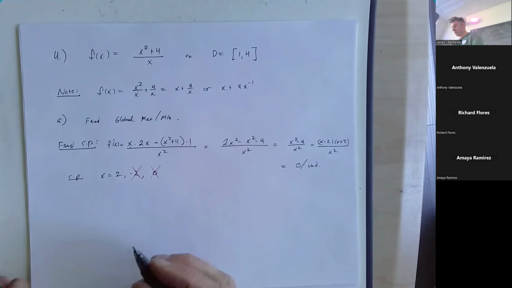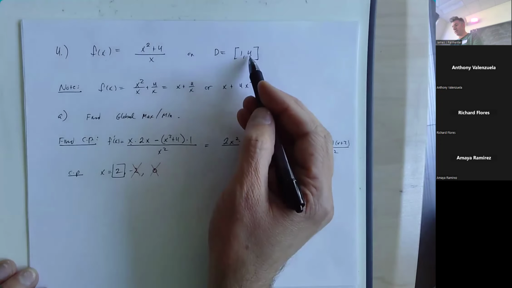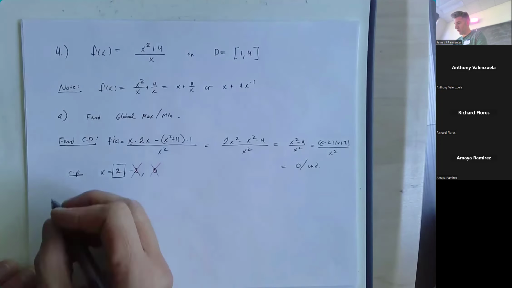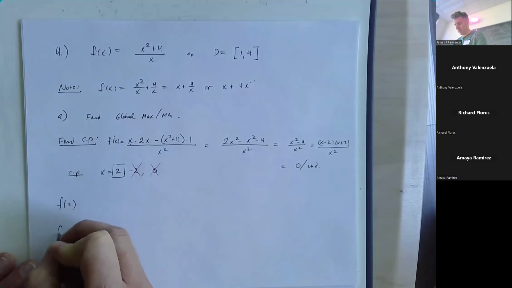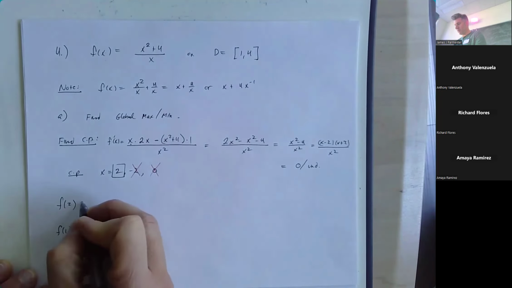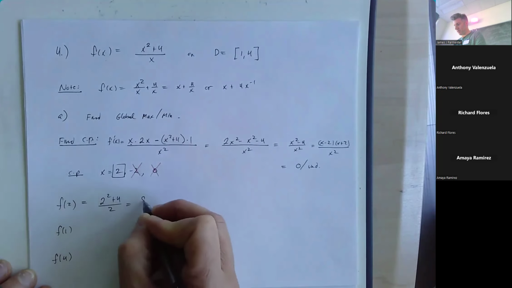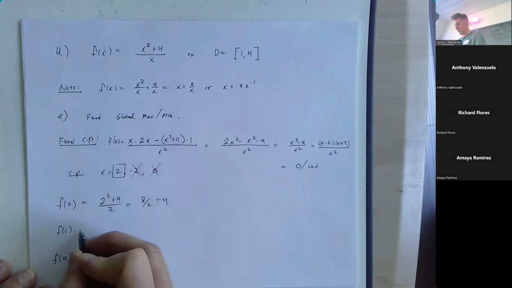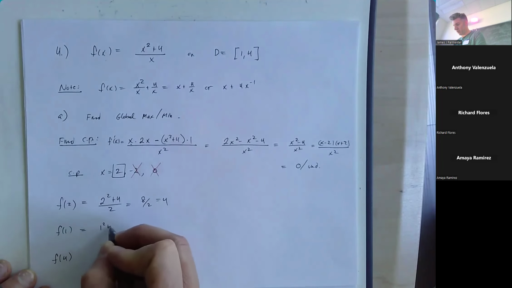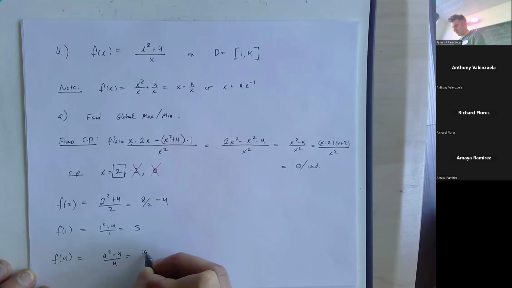So then we take all of our critical points that are in the interval and the endpoints and plug them into the original function. So we're going to look at f of 2, f of 1, and f of 4. f of 2 is 2 squared plus 4 over 2, which is 4 plus 4, 8 over 2, which is 4. f of 1 is 1 squared plus 4 over 1, which is 5. And f of 4 is 4 squared plus 4 over 4, which is 16 plus 4 over 4, which is 20 over 4, which is also 5.